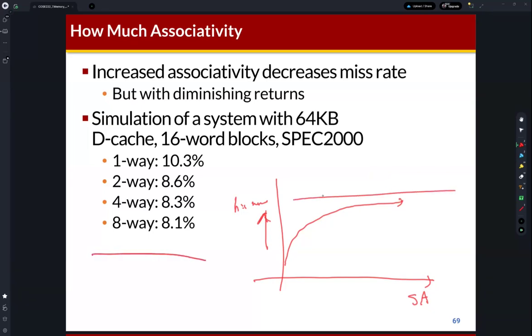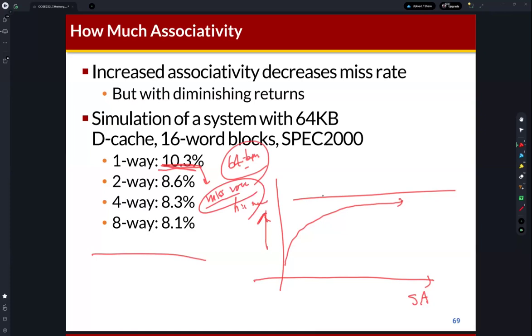So this is the example. This example shows that the size of the data cache is 64 kilobytes, and the blocks include 16 words, so it means 64 bytes, right? And then we just run the SPEC 2000 benchmarks. And then we use the one-way set associative cache. What does that mean? It means it's a direct mapped cache. Then this is the miss rate. So this is the miss rate. Okay.